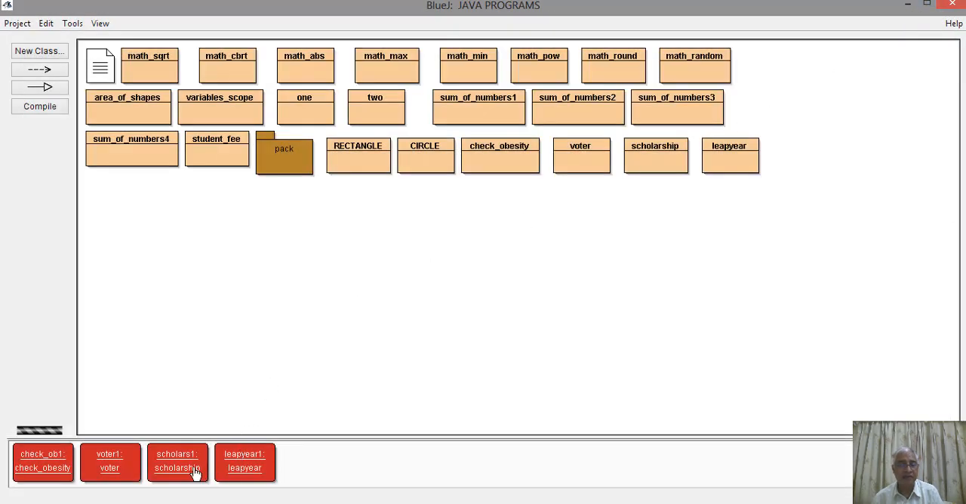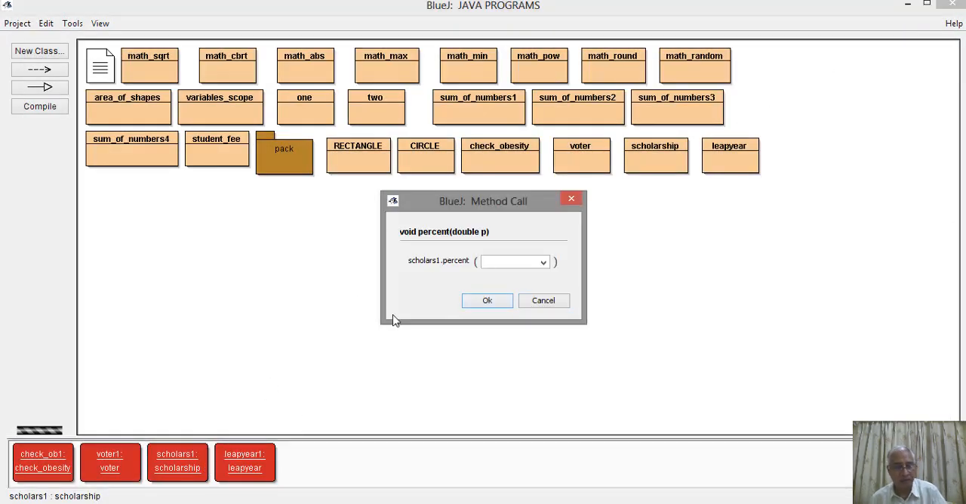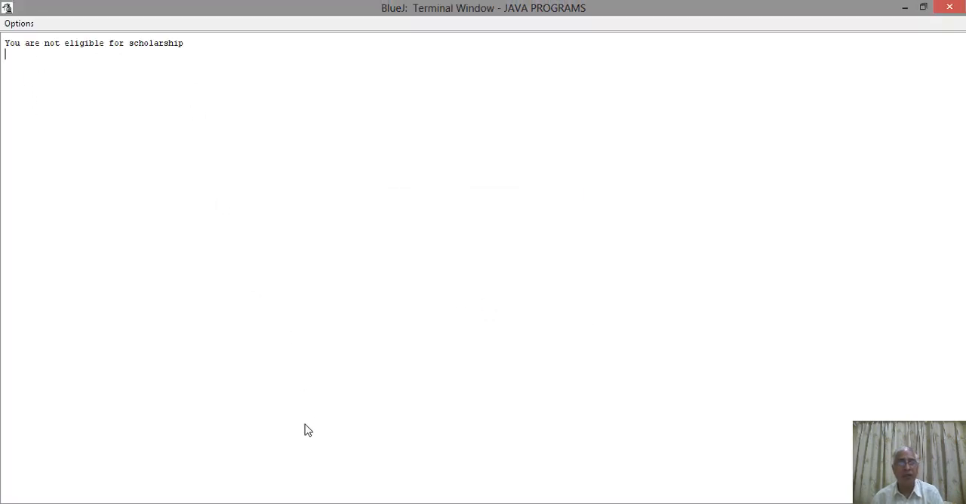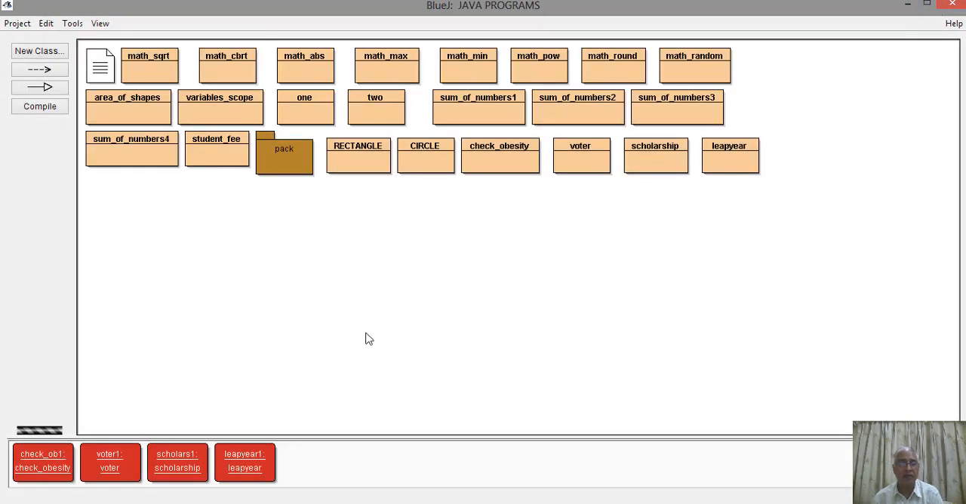And we give less than 65. Then what happens? Let us see. Suppose we give 56%, which is less than 65. You are not eligible for a scholarship. So this is also working perfectly for the three conditions.